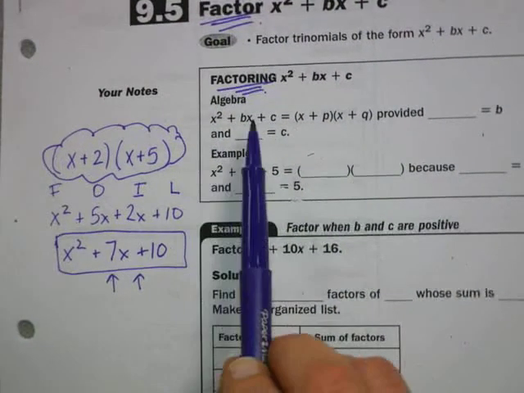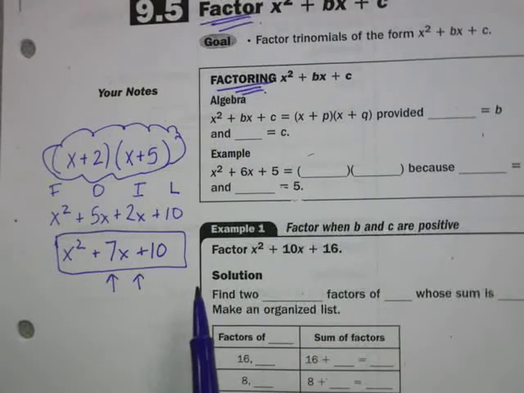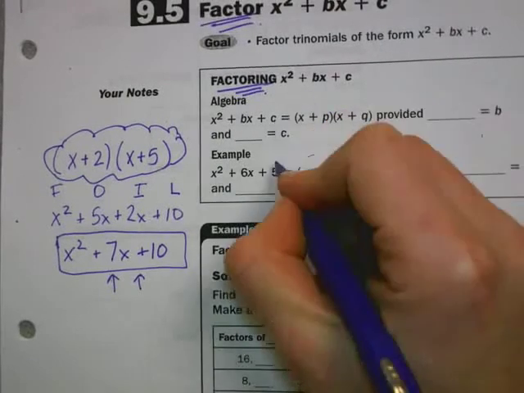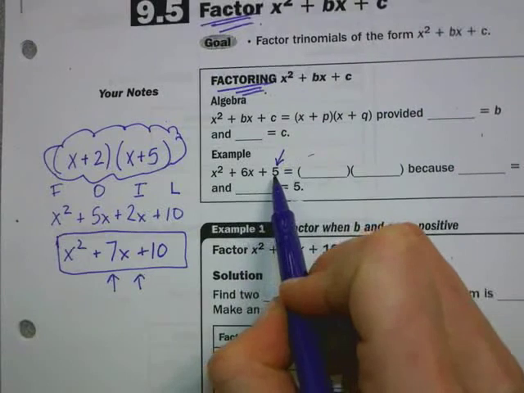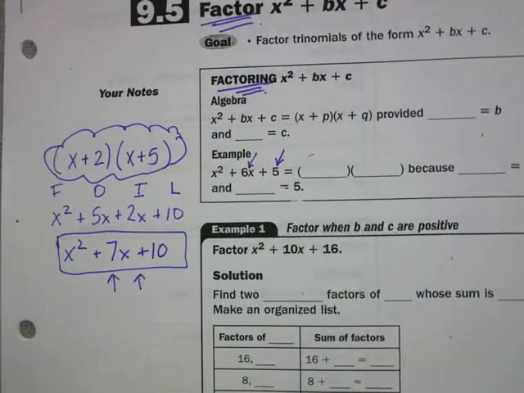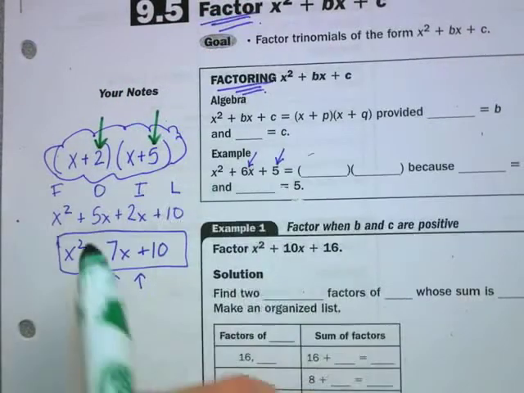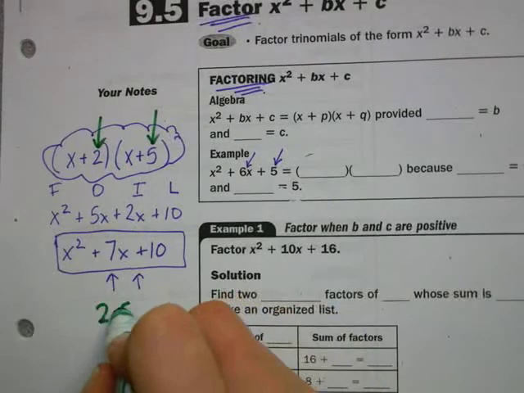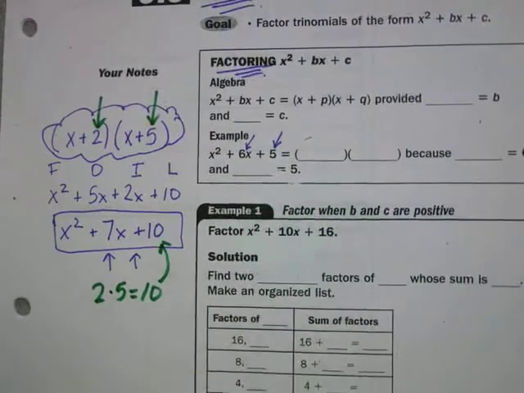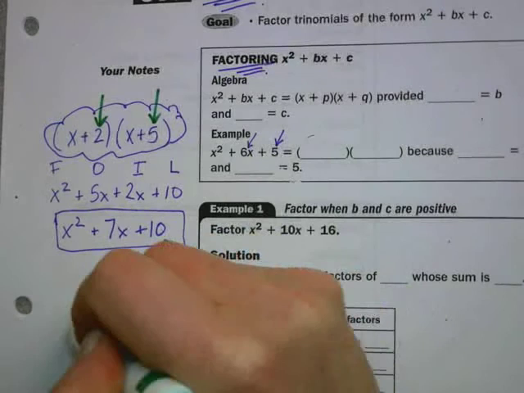So before we look at the algebra example here, we're going to start with the number example. What we have to do is we have to think of what multiplies together to get 10. Not 10, sorry, it's 5 in this problem. What multiplies together to get 5 and adds together to get 6. Now, how did I just come up with that? Because 2 and 5 were my magic numbers here, right? What is 2 times 5? 2 times 5 equals 10, which was that last term in my equation. What is 2 plus 5? 2 plus 5 is 7, which was the middle coefficient.